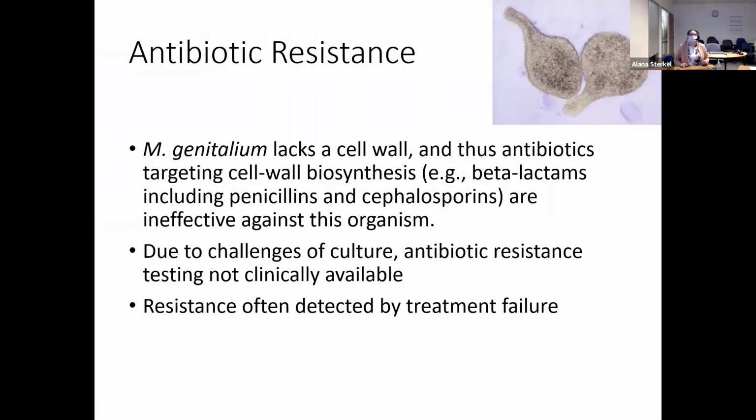Antibiotic resistance is a real issue with Mycoplasma. First, there's the natural resistance to antibiotics that target cell wall biosynthesis, like the beta-lactams, such as penicillin and cephalosporin. They're ineffective against this organism because it lacks that cell wall. And due to challenges of culture, since you can't grow it and do antibiotic resistance testing like you would normally do with other bacteria, it's really not clinically available, only in a research setting. So resistance is often detected by treatment failure or through research studies in specialized laboratories, but generally is not going to be available for your patients at this time.